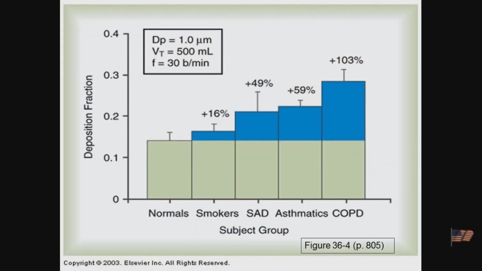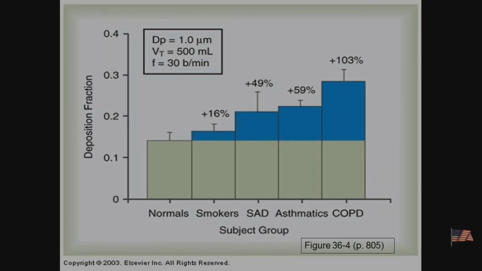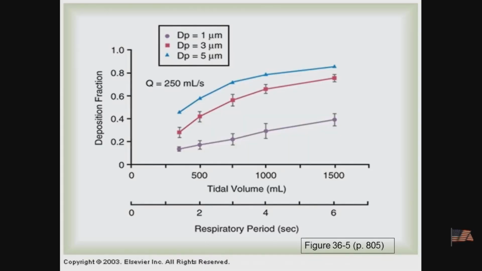Here's this looking at some deposition. Let's see, what is this showing me here? Each has the same tidal volume and respiratory rate, and we're looking at a particle size of about 1 micron. Normally you have a deposition of about 15%. And you can see that that changes as you have different disease states, because they have different breathing patterns involved. It's just kind of showing the same kind of thing. The different particle size: bigger, smaller particle size, better deposition.